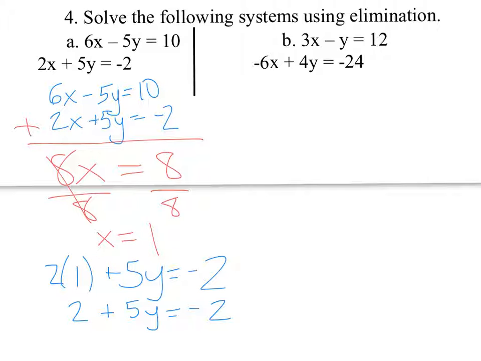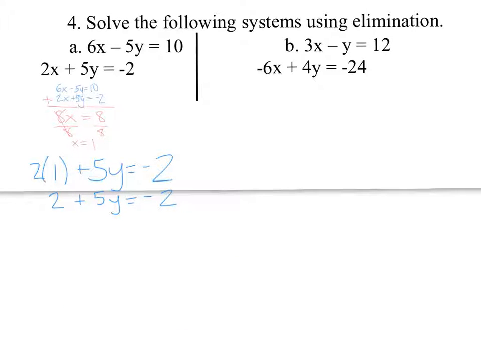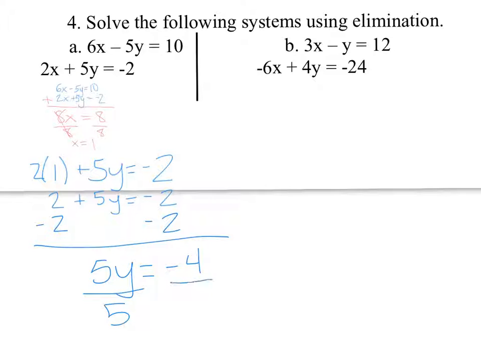Continuing on down. Now we have to isolate y. I'm going to subtract 2 on both sides to move the numbers to the right. 5y is on the left. -2 and -2 together is -4. And we're going to divide by 5 and get y equal to -4 over 5. We write our final coordinate as 1, -4 over 5.